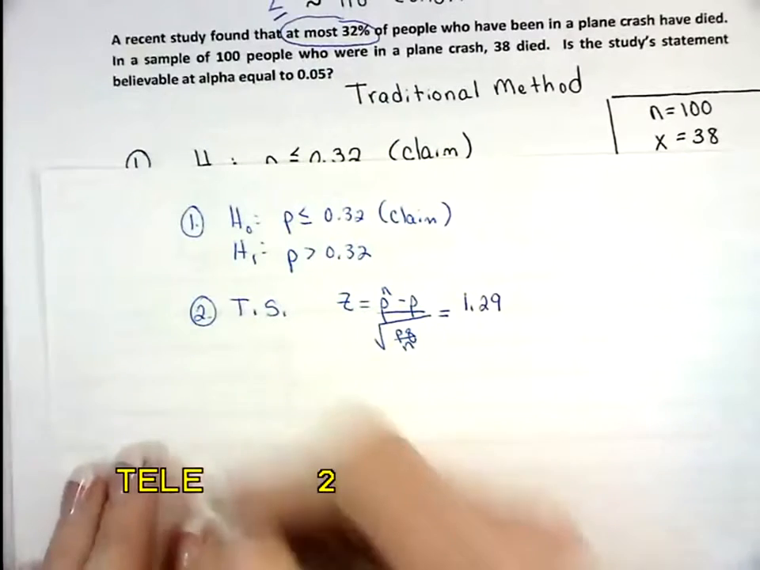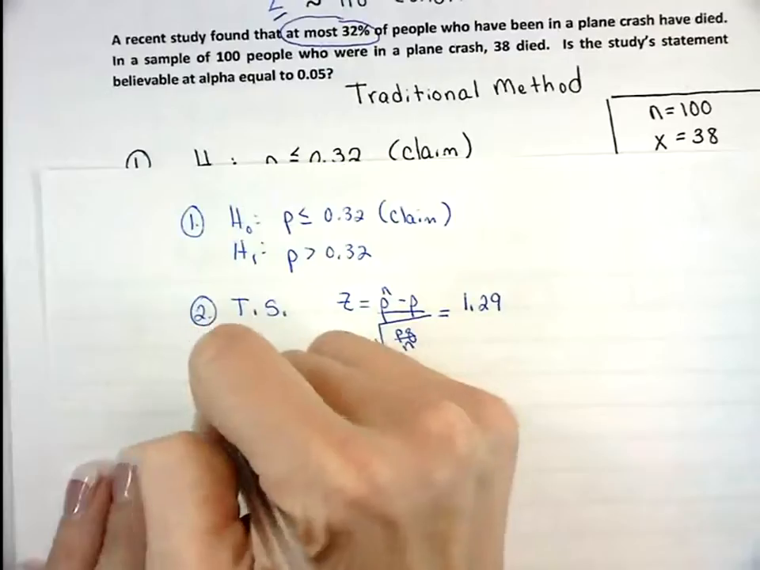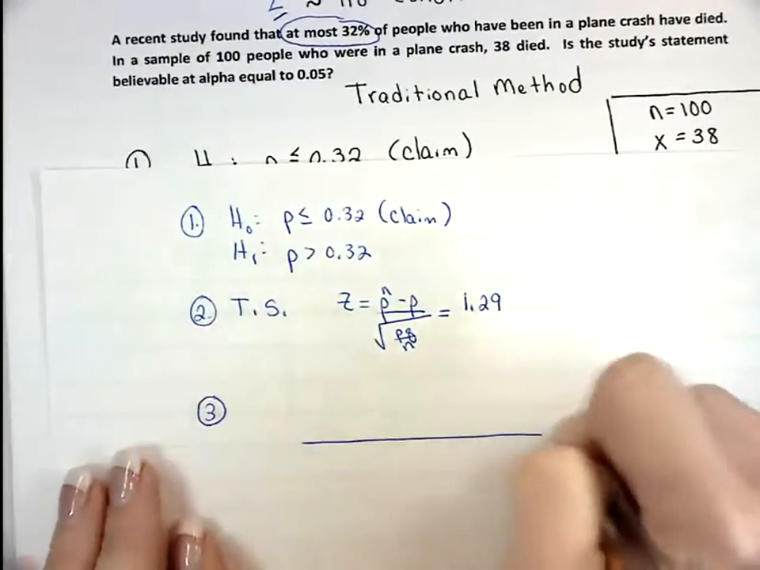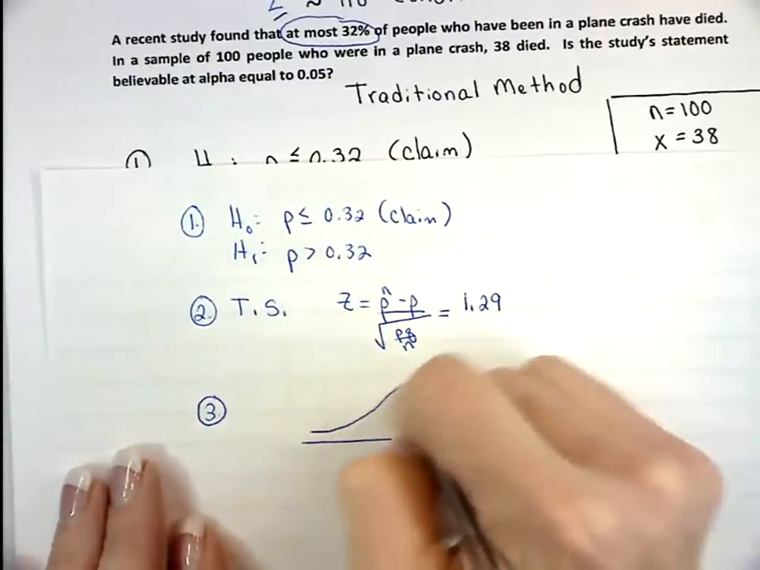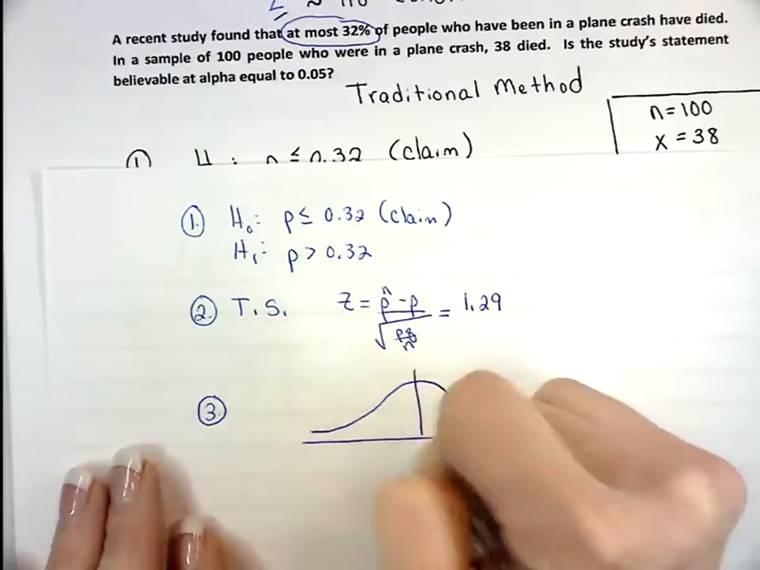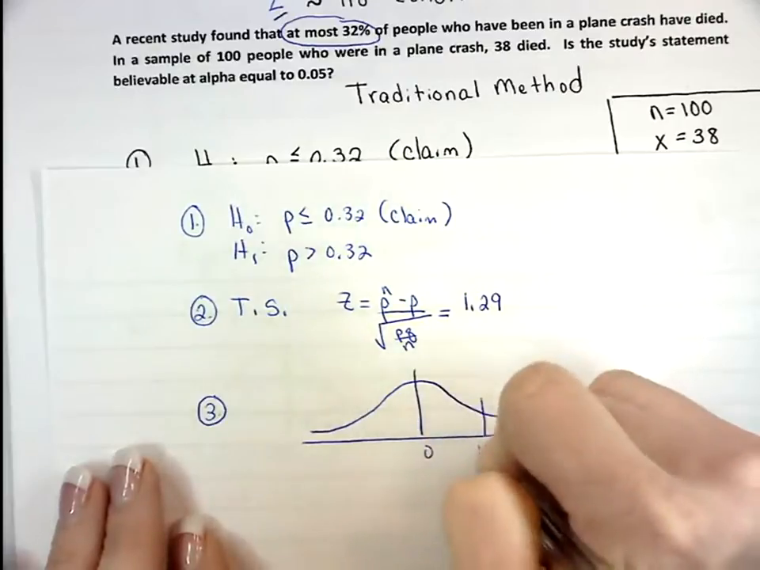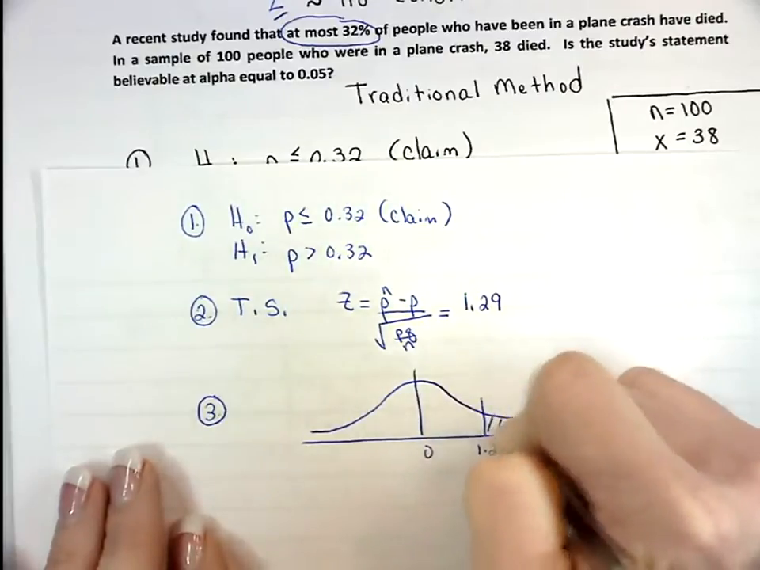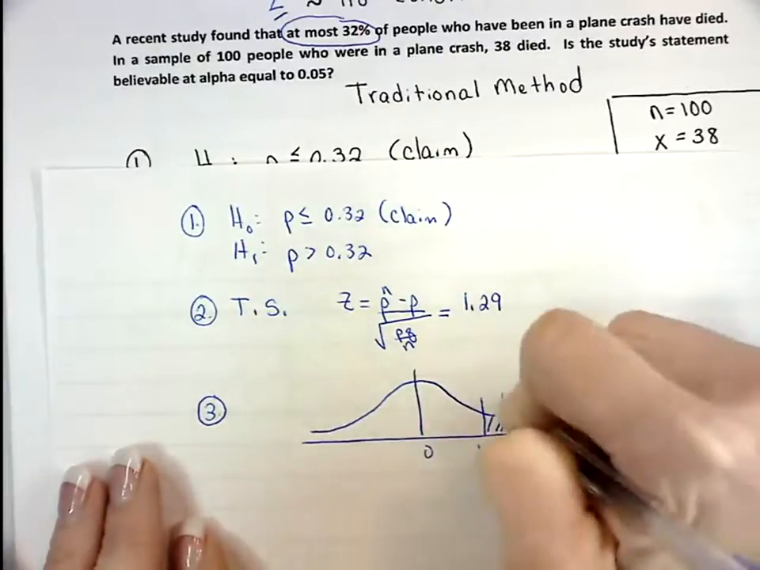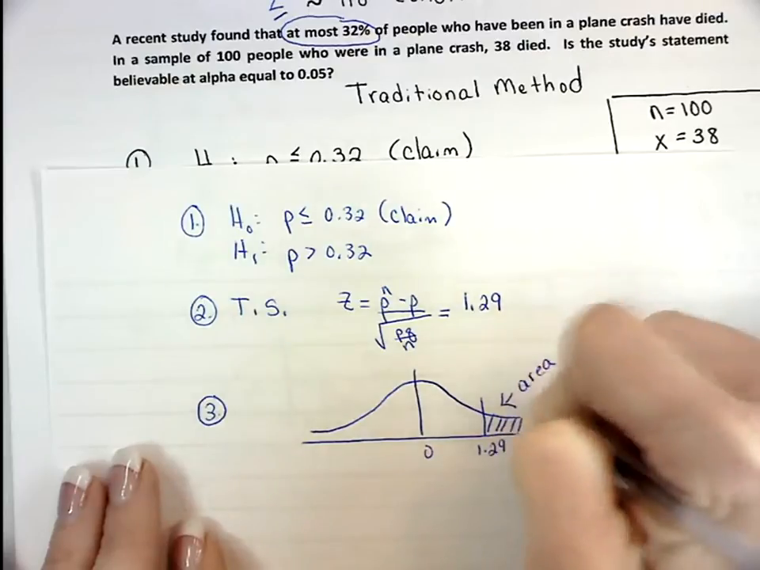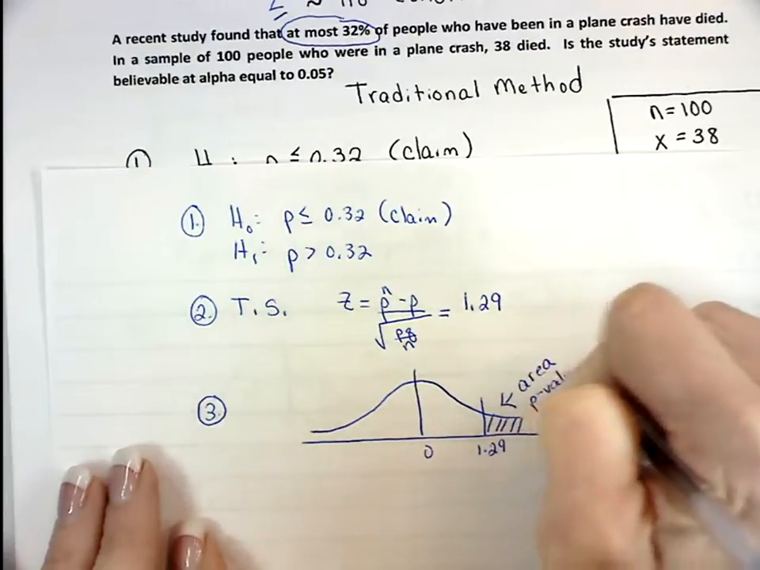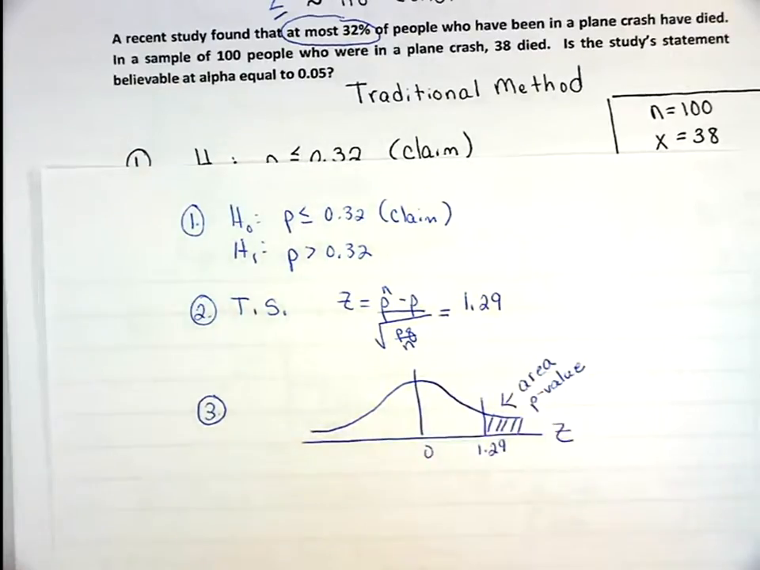And then the p-value. You would draw yourself a z-axis, a bell-shaped curve with a mean of 0. Put your test statistic on the axis where it should fall, and you would find this area, and this would be your p-value. You do not have to double it because it's a right-tailed z-test for a true population proportion.